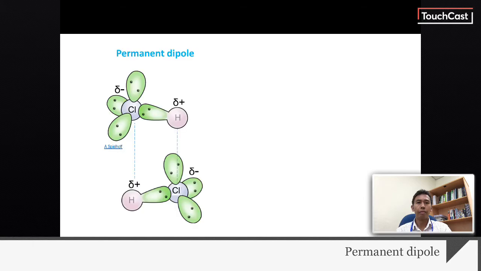Permanent dipole. This bond occurs when a very electronegative atom forms a covalent bond with a less electronegative atom, resulting in partial positive and negative charge in the molecule. The partial charge on this molecule can interact with the partial charge on another molecule, forming a permanent dipole interaction.